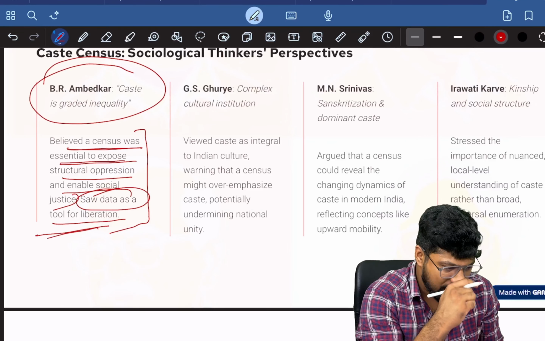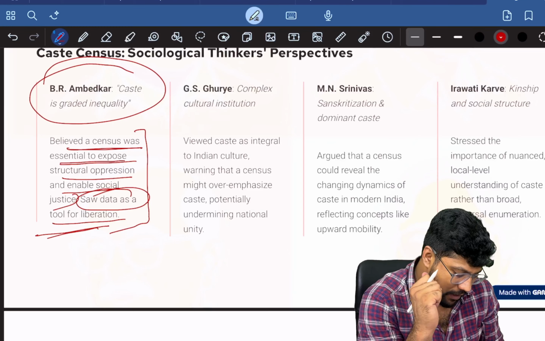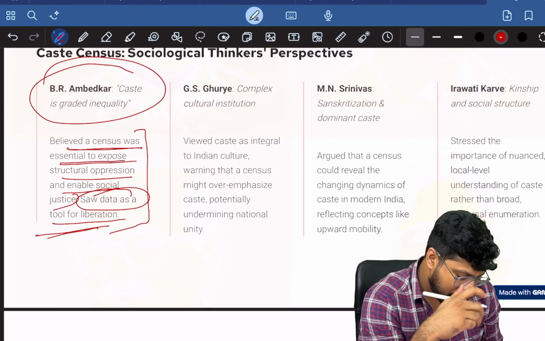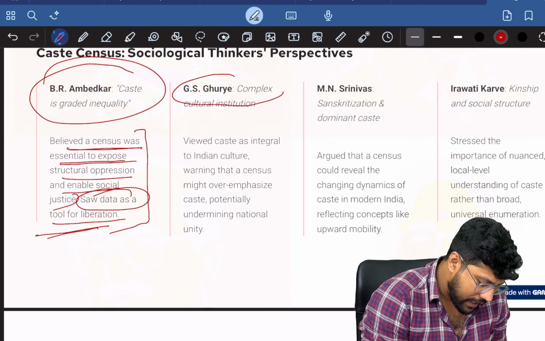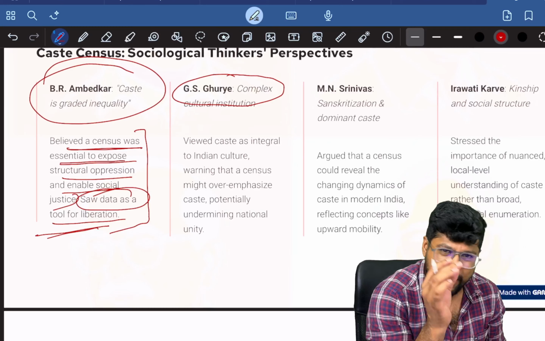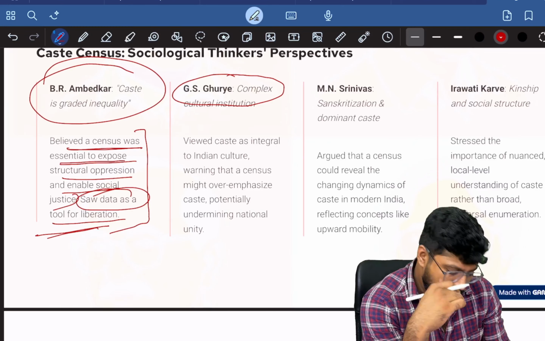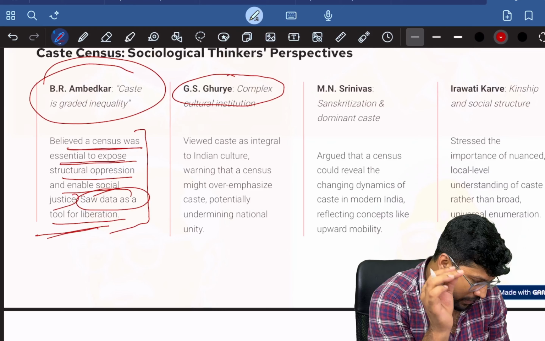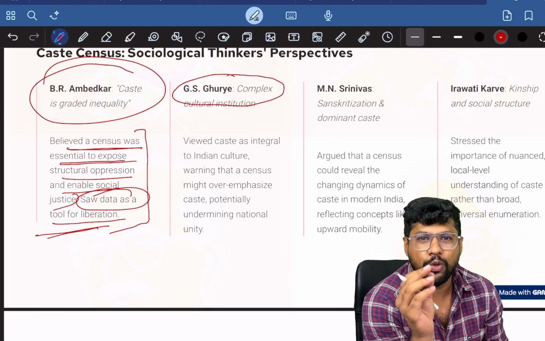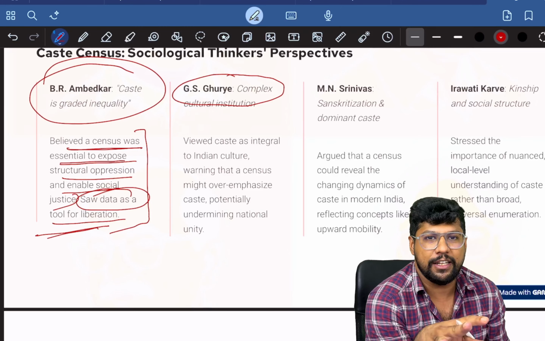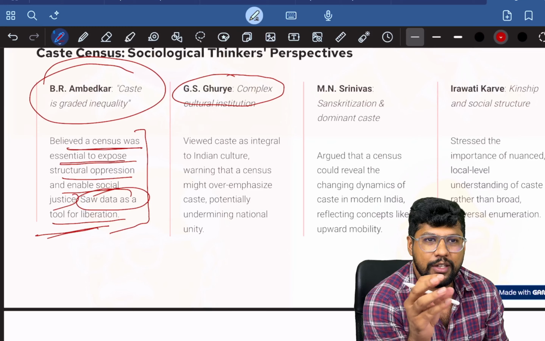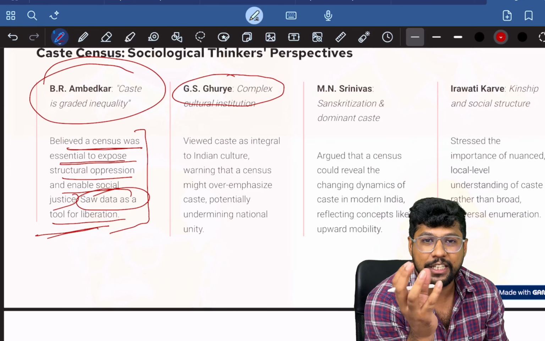So caste-based data is a tool for liberation according to B.R. Ambedkar. But G.S. Ghurye's viewpoint is that caste is a very complex structure in India. Enumerating caste is an integral part of the Indian social system. Caste is everywhere in Indian society. It used to be said that India is endangered with caste.